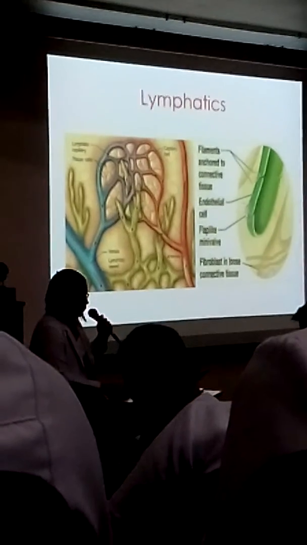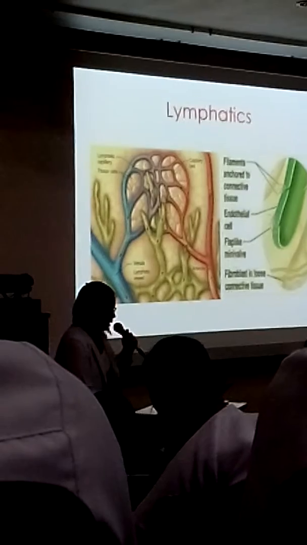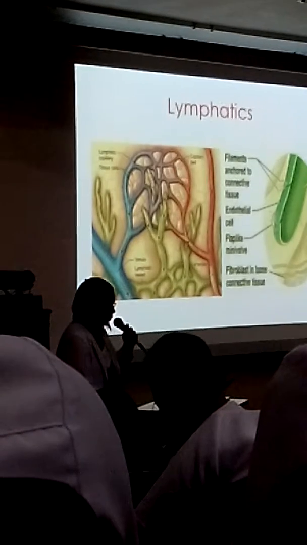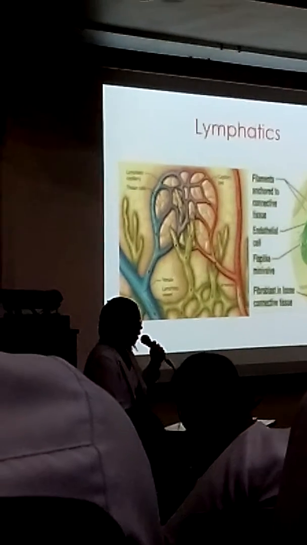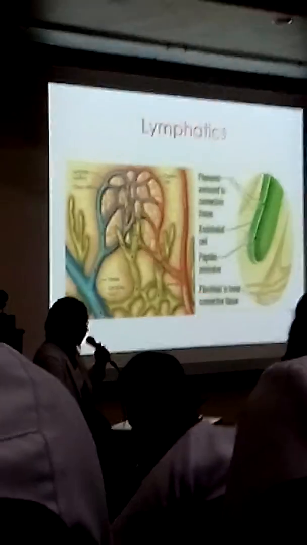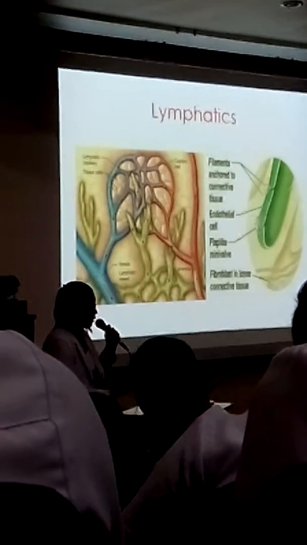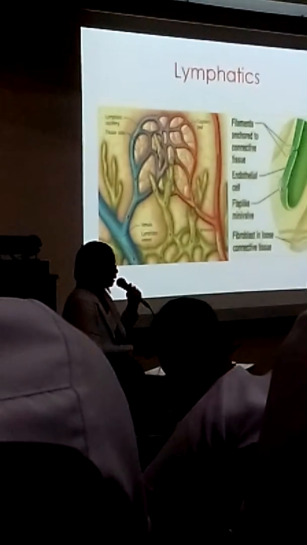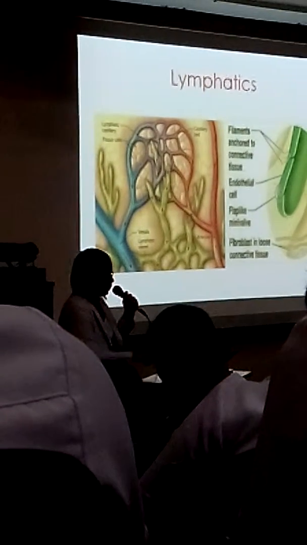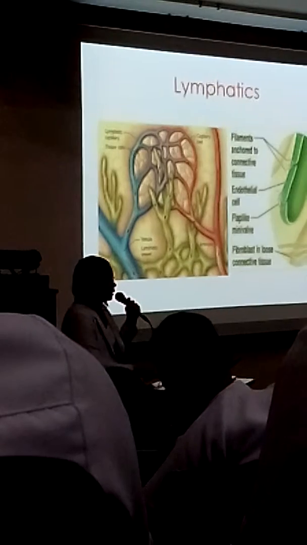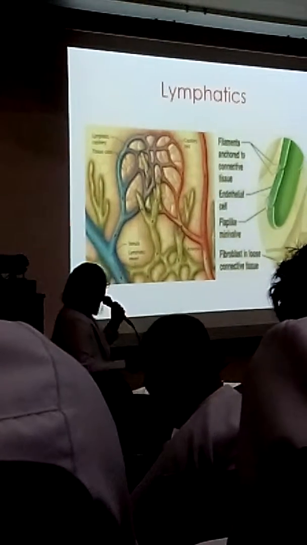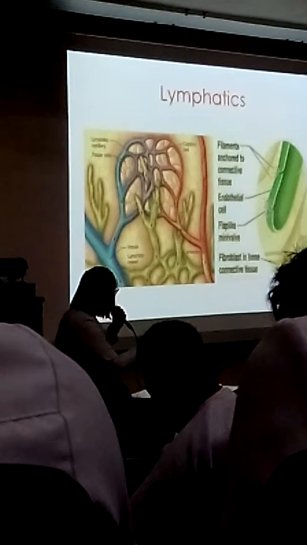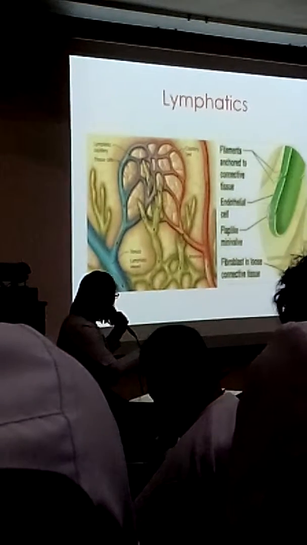So, how are lymphatic capillaries organized in comparison to capillaries? It has an endothelial lining, endothelium. However, it lacks your basement membrane or your basal lamina. What are these?